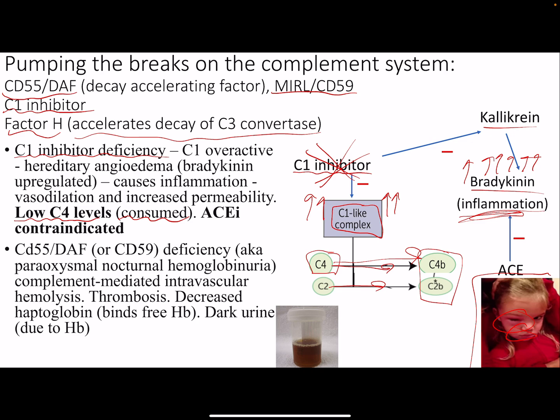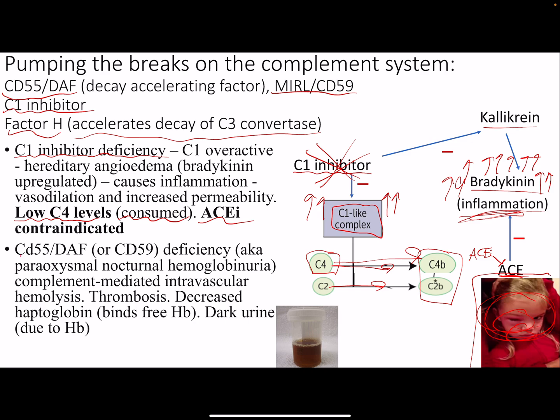Really high yield to know for this is that if someone has a C1 inhibitor deficiency, you cannot give them ACE inhibitors. Why? Because another thing that can inhibit bradykinin other than C1 inhibitors is the protein ACE, angiotensin converting enzyme. But now if I have an ACE inhibitor, which inhibits ACE, and ACE inhibits bradykinin, well, that just means I'm going to have even more bradykinin. So however bad this girl's issues are, they're going to be way worse if she also has an ACE inhibitor, because it's double the amount of bradykinin now.